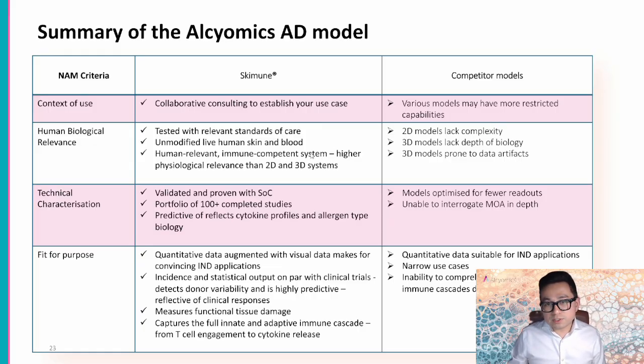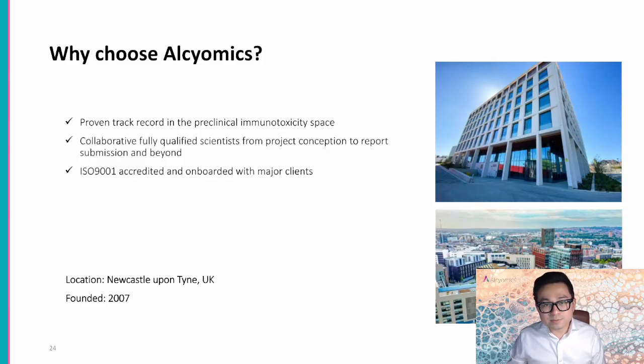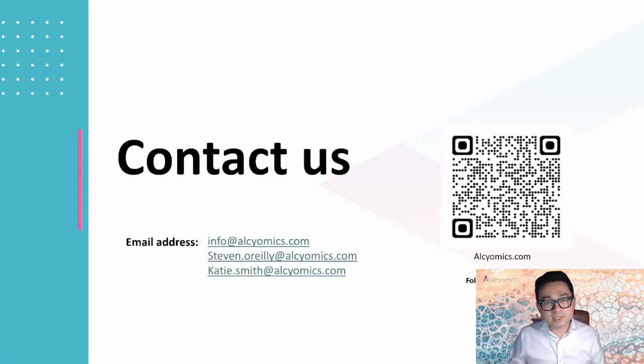I will finish with a brief note on Alcyomics. Alcyomics has a track record of providing preclinical immunotox testing in our model. The company works collaboratively with clients from project conception all the way through to report submission and beyond. And Alcyomics is ISO 9001 accredited. We have been onboarded with major clients, and we are based in Newcastle upon Tyne in the UK. For anyone who wants to discuss whether this model fits a specific program, the contact details are here.